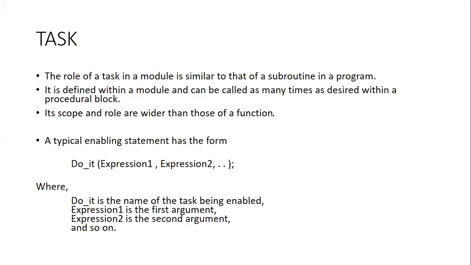Now, how is a task enabled? A task is enabled using this format. We have a format for enabling the task over here. do_it is the name of the task. Expression 1, expression 2, they are all the arguments which we give in the task. Now I come to the syntax of the task.